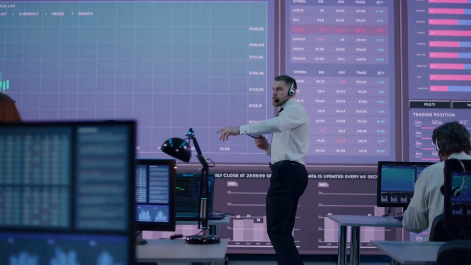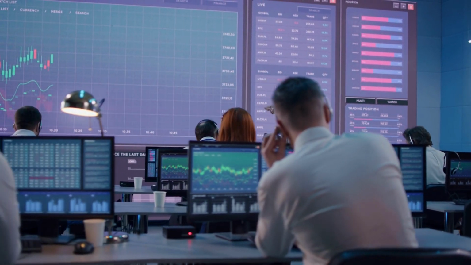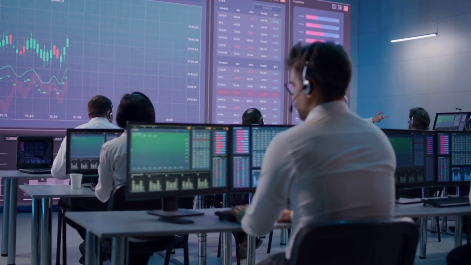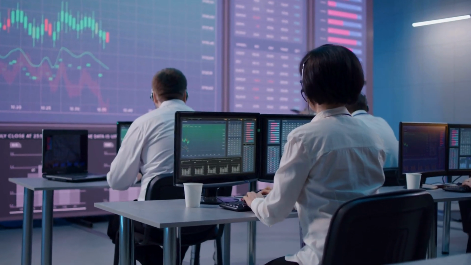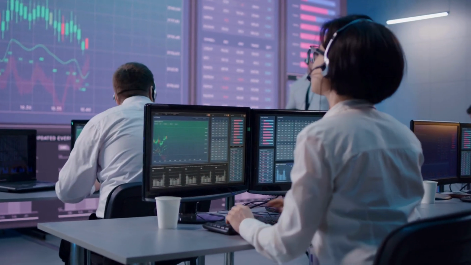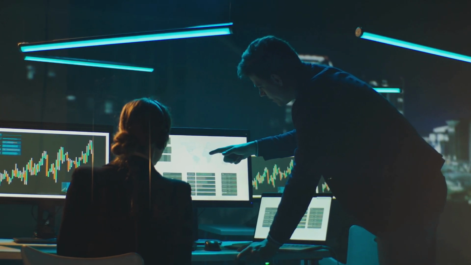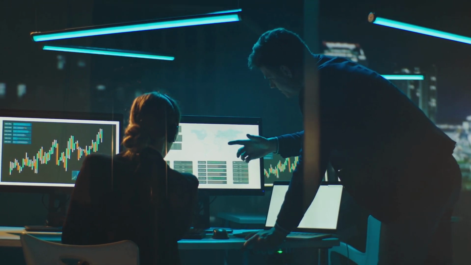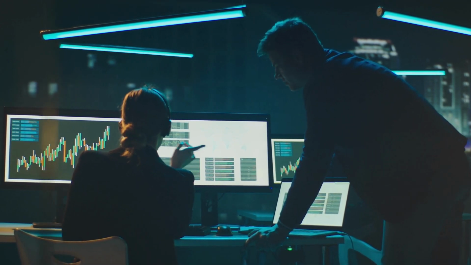In addition to technical features, brokers often provide a variety of tools and educational resources, especially for beginners. From demo accounts to market analysis and tutorials, these resources can make a significant difference in a trader's learning curve and success.